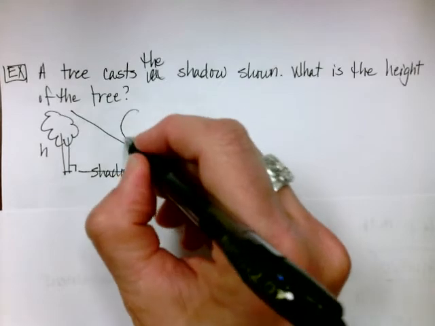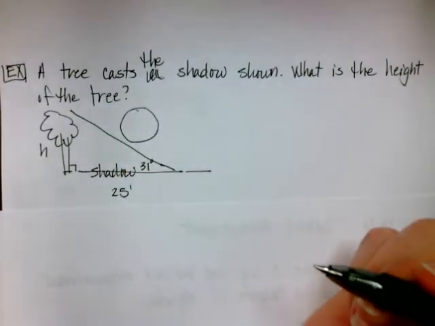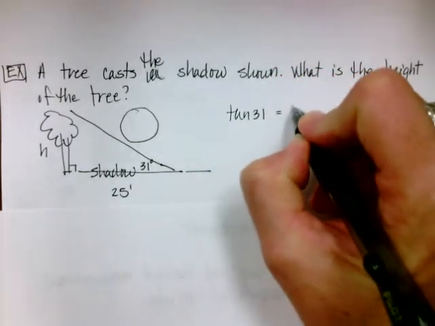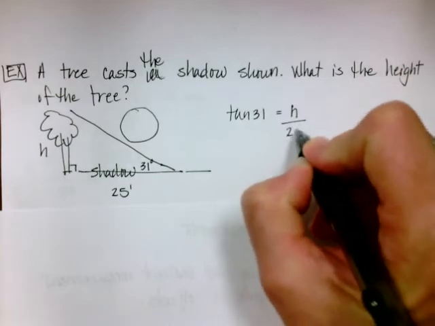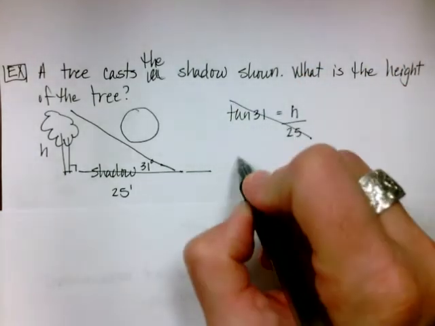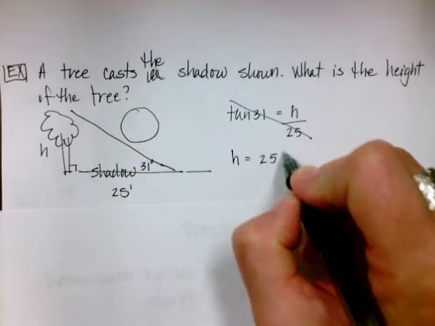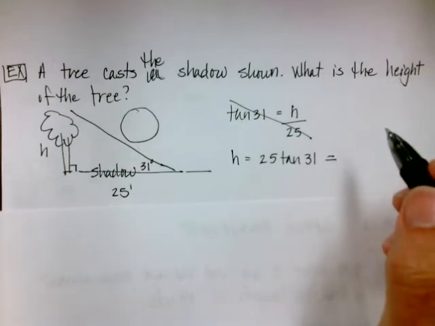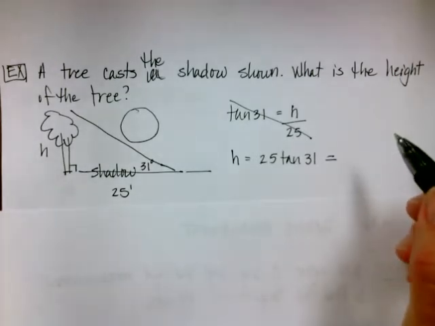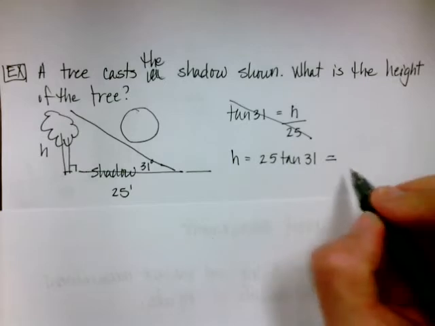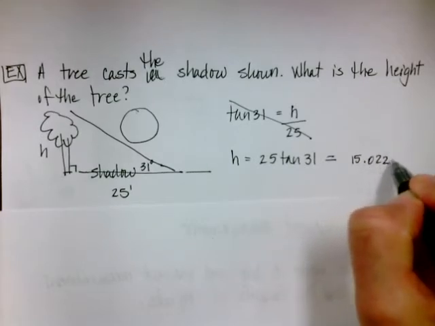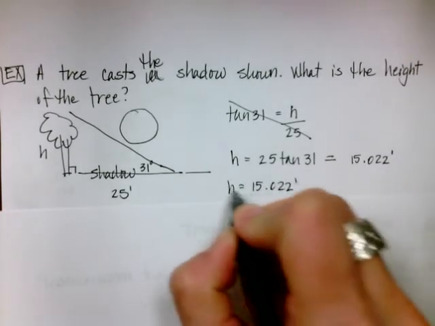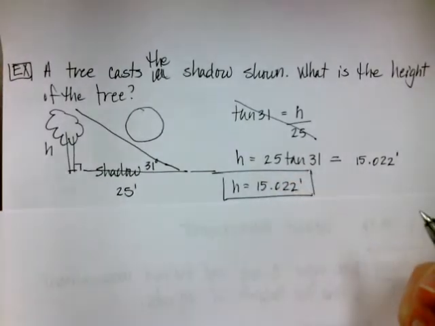Well, in this case, I don't know what the hypotenuse is, so that means I'm going to use tangent. The tangent of 31 is equal to the opposite over the adjacent. I'm going to cross multiply, and I get h is equal to 25 tangent 31. I'm not going to show you that in my calculator this time because I'm assuming at this point that you can do that. When I do that math in my grapher, my height is 15.022 feet, so that's the height of the tree.